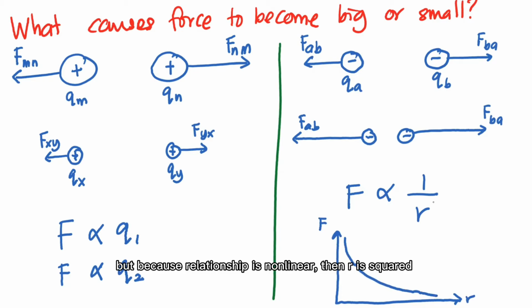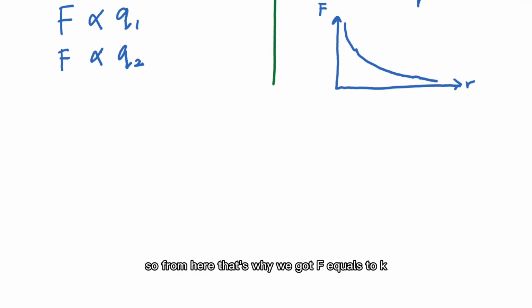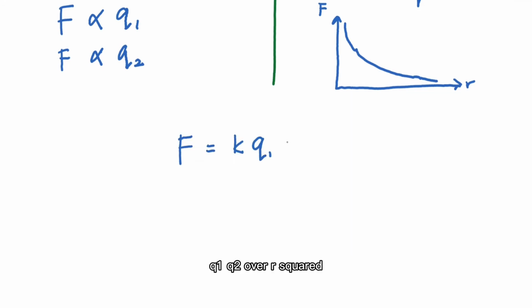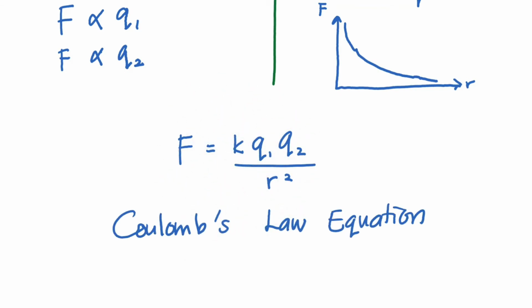But because the relationship is non-linear, then R is squared. So from here, that's why we got F equals K Q1 Q2 over R squared. This is the Coulomb's law equation.